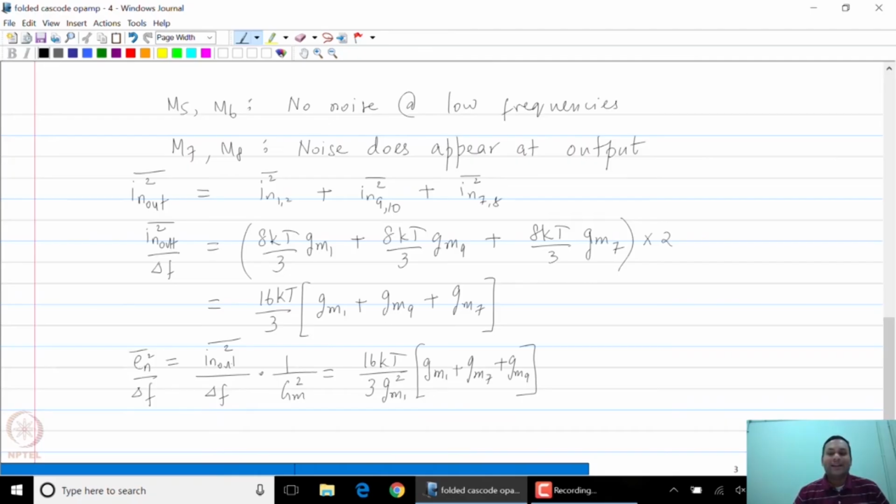Now I want you to compare this to the telescopic op-amp, and you will find that there is an additional source of noise from the PMOS transistors M9 and M10. Therefore, you expect the input referred noise, the noise performance of the folded cascode op-amp, to be slightly worse compared to the telescopic op-amp.